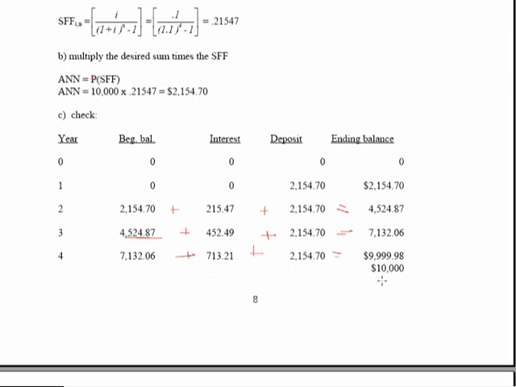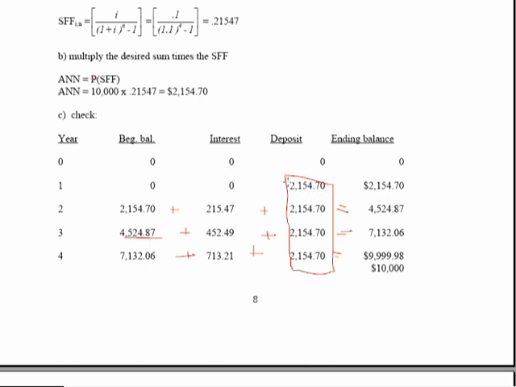Well, at a zero interest rate, we would have to put away $2,500, just dividing 10,000 by 4. We'd have to make 4 deposits of $2,500 to basically accumulate $10,000 at a zero, no interest, 0% interest rate. But notice, because we were earning interest on our money, we didn't have to put away $2,500 each period. Okay, we only had to put away $2,154.70.